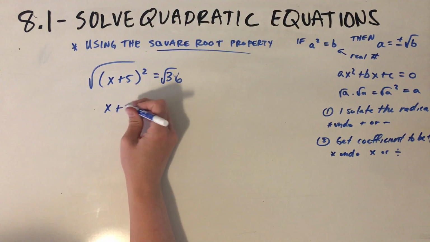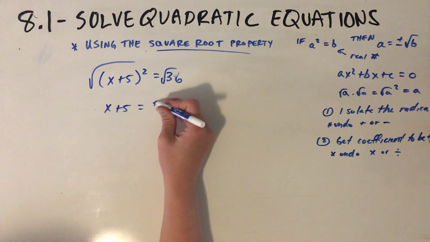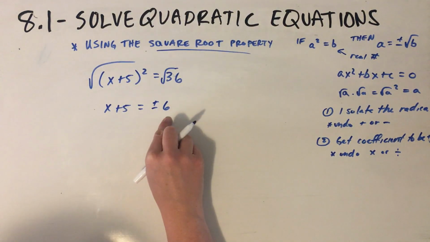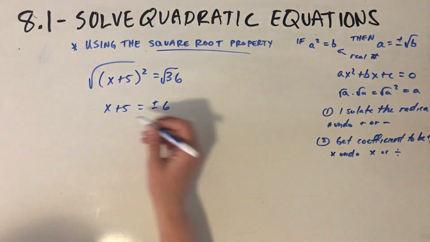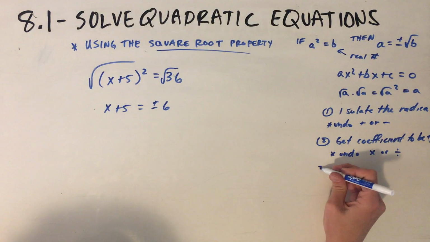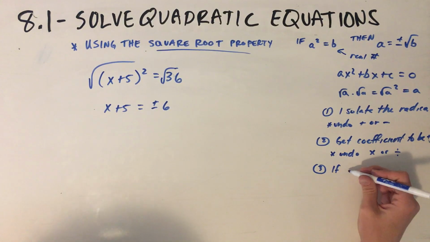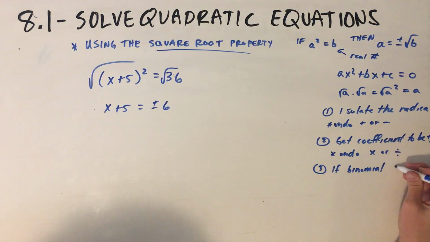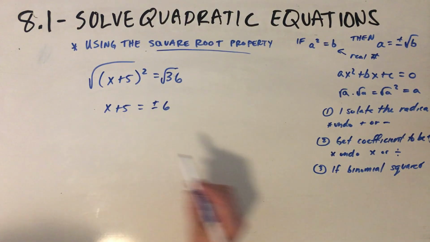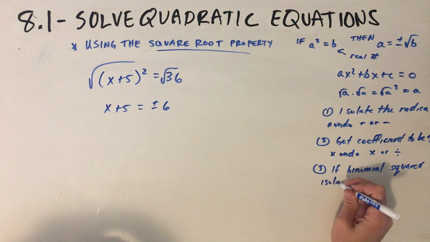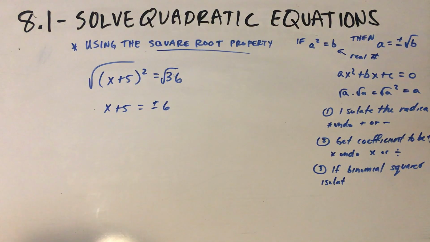So then I'll get x plus 5 is going to be equal to plus or minus 6. These are two separate answers here. One of them is plus 6 and the other one is minus 6. I still have an isolated x. So if we have a 2-term squared, or a binomial, then you still need to isolate x or solve the resulting equation.